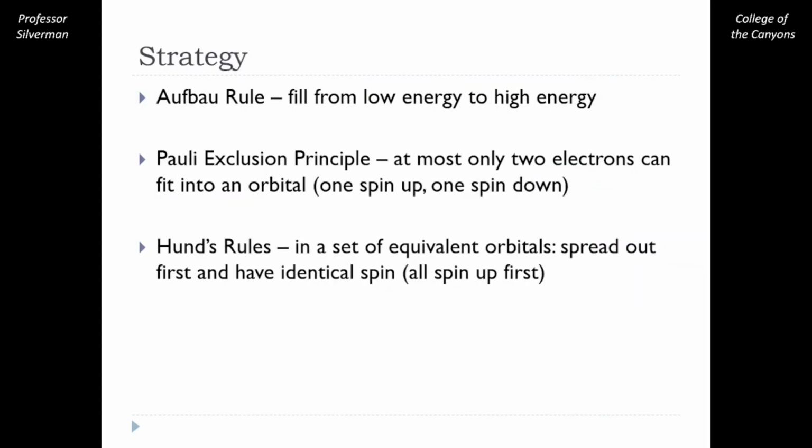Now that we know how to write our orbitals and show how many electrons are in each of them, we need a set of rules to decide where to put the electrons in our atom. There are 3 rules to dictate this. This is the Aufbau rule, fill from low energy orbitals to high energy orbitals. The Pauli exclusion principle, which one way to say this is at most 2 electrons can fit into a single orbital, one pointed up, one pointed down. And lastly, Hund's rules, when we get to a set of equivalent orbitals, our electrons will spread out first and have identical spins before they start to pair up.